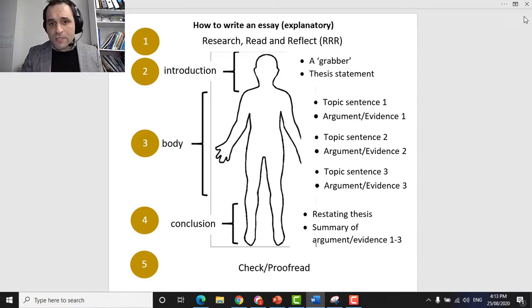And if you see what's on my screen now, you can see that you have five steps that you have to take to write an explanatory essay. All right? And the very first step is basically RRR. What does that mean? That means research, read, and reflect. Reflect means think, analyze.